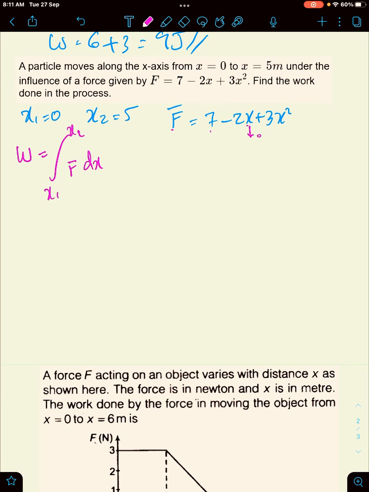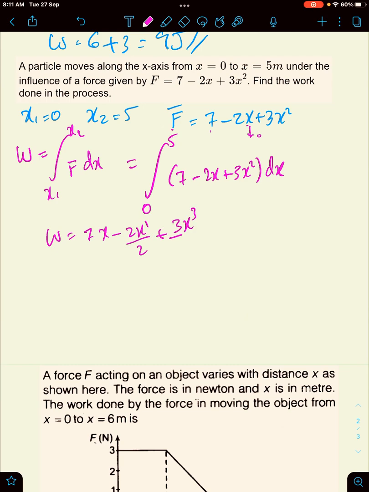And in this case, displacement is happening along x-axis and force is also acting along x-axis. So dot product of force and displacement is F into dx, cos 0 is 1. So this is equal to integration from x1 is 0 to x2 is 5, and F is given 7 minus 2x plus 3x square with respect to dx. The work done is equal to 7x minus 2x square by 2 plus 3x cube by 3.